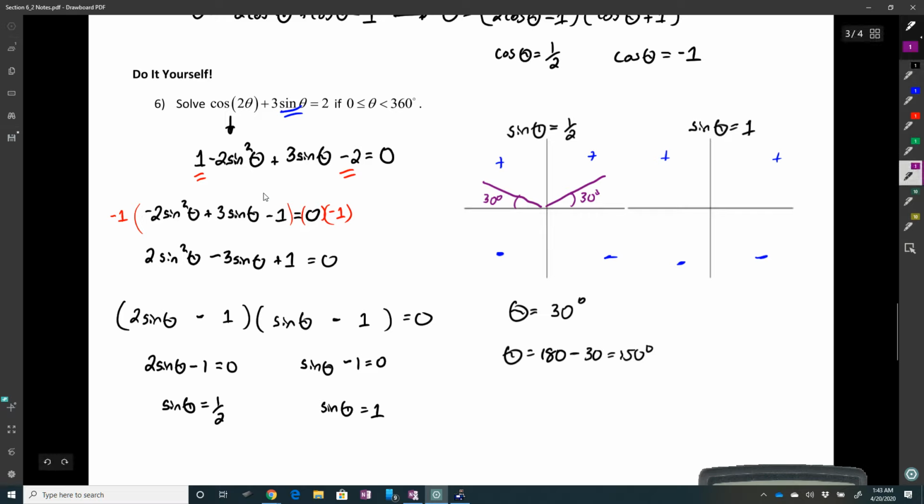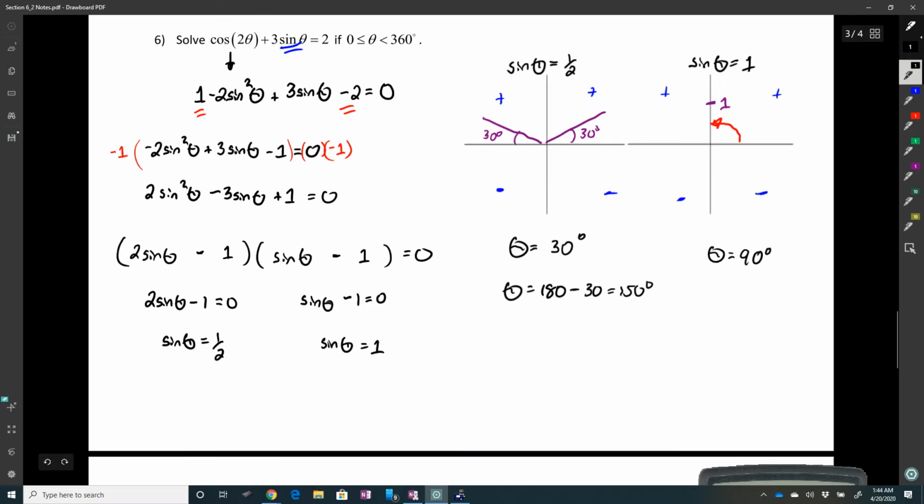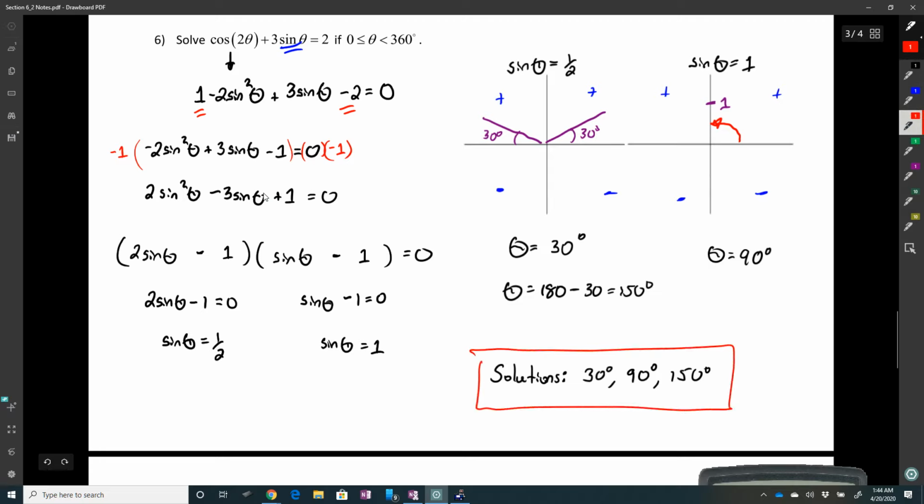The other angle, when does sine equal 1? Well, sine is your y value, and that only happens once. And so that is at 90 degrees. Okay, I didn't add anything to the problem. So those are my three solutions. Would it be 30 degrees, 90 degrees, 150 degrees? Yay! All right, next one.